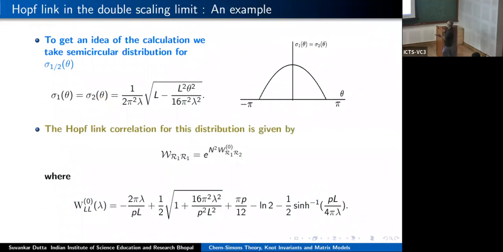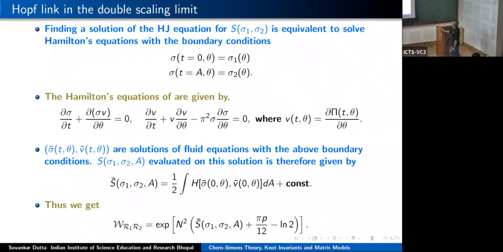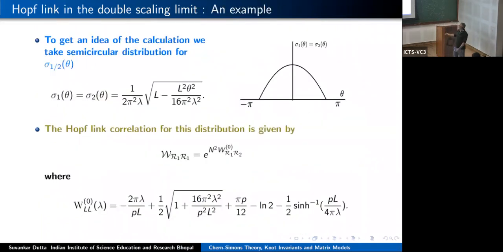Just to give you an example, I have taken sigma 1, sigma 2, that is, the representations associated with the Hopf link, to be a square root distribution; it has a name, the semicircular distribution. This is just for illustration, because in general, if you give me any arbitrary sigma 1, sigma 2, one has to do it numerically. But for this kind of semicircular distribution, you can do it analytically. Suppose these are the representations I have given you for the two unknots associated with the Hopf link. And you can calculate that the correlation function, or the Hopf link invariant, is basically given by this. Okay, so this is the invariant corresponding to the Hopf link, provided these are my representations associated with the two unknots.